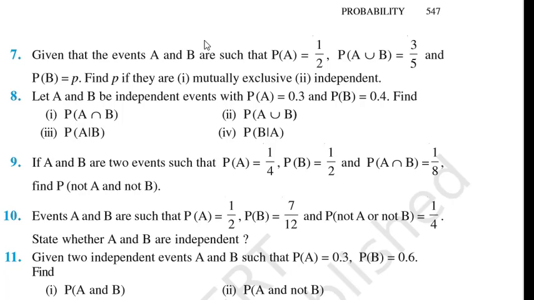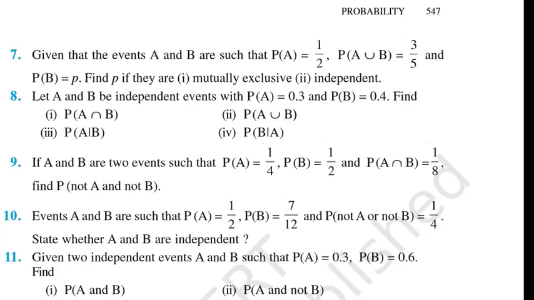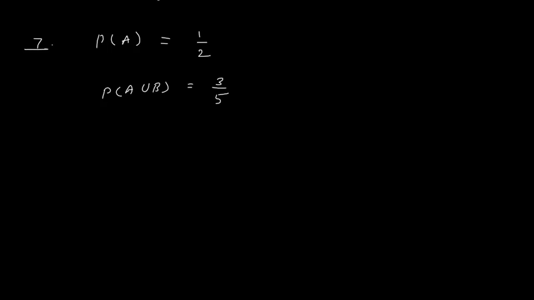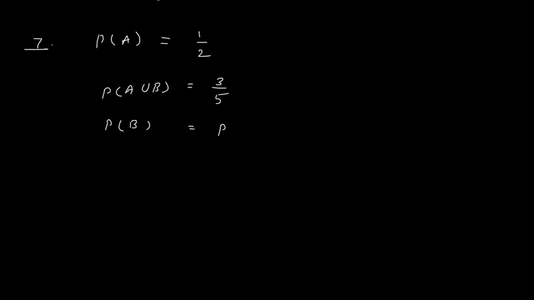P of A is equal to 1 divided by 2. P of A union B is equal to 3 by 5. P of B is equal to p. We have to find p. So here I have to find p.